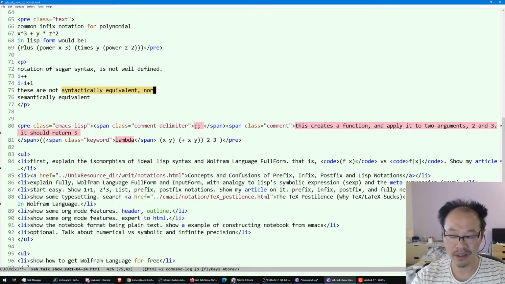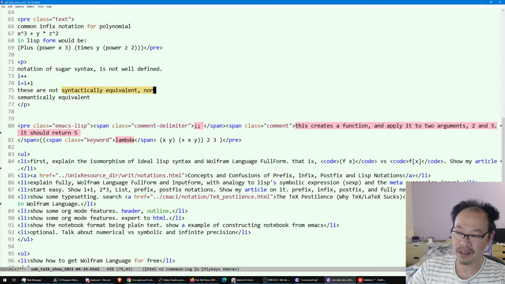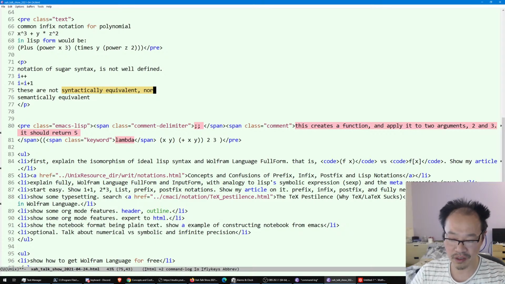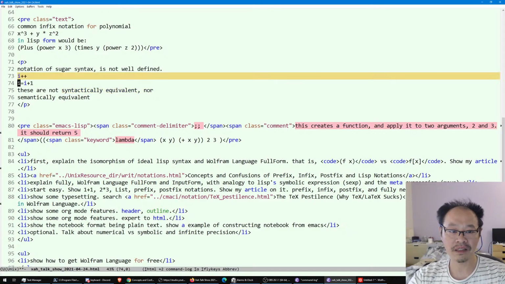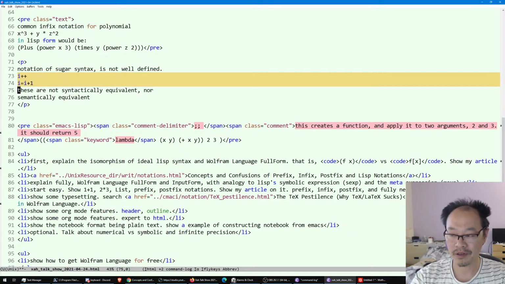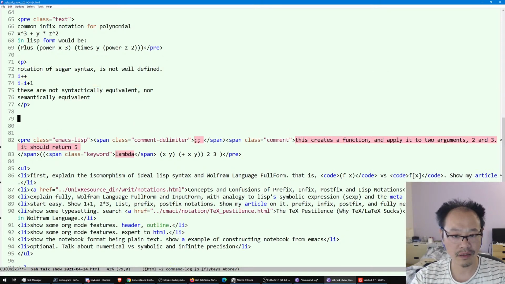So next time when you say, oh, that's just a sugar syntax of something, for example, that happens a lot in Scheme Lisp or in JavaScript, think again. What do you mean exactly by sugar syntax? Try to come up with a precise definition. And not just these examples, there are tons of other examples. But anyway, let's go on.